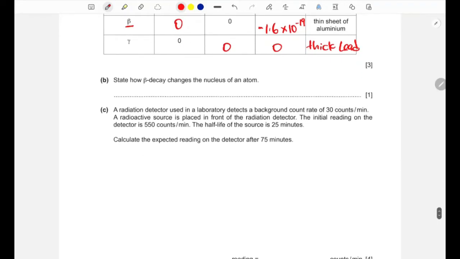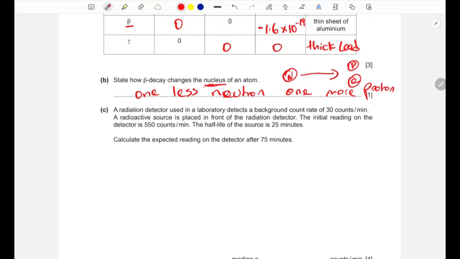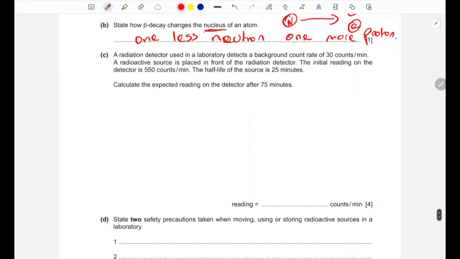Part B. Show how beta decay changes the nucleus of an atom. So during a beta decay, let's say we have a neutron, and this neutron is going to split into a proton and an electron. So how this brings a change in the nucleus is, there's going to be 1 less neutron because the neutron has split into a proton and an electron, and 1 more proton. That's our answer.